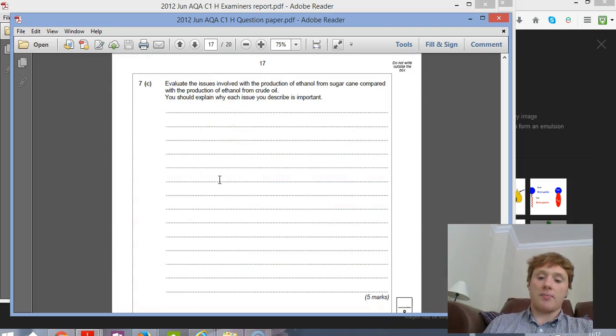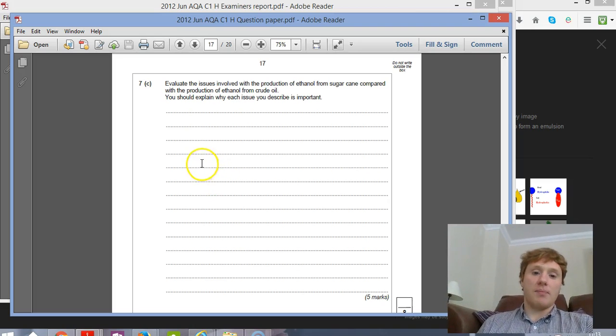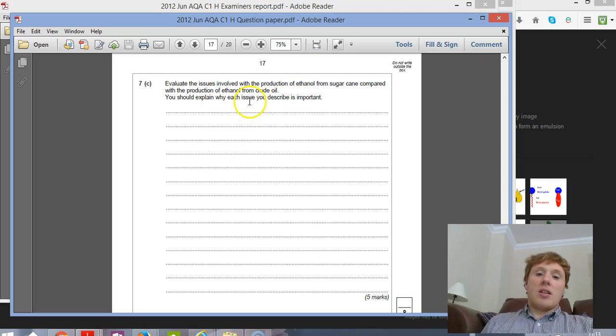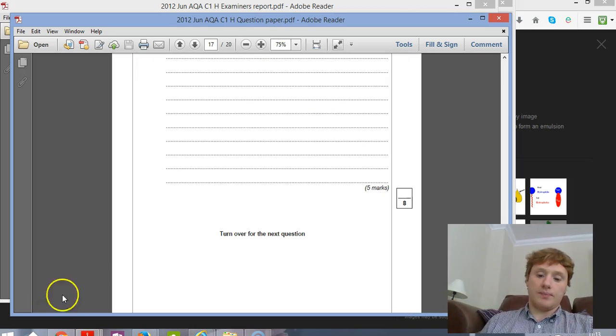Crude oil versus adding water to ethene, hydrating ethene, versus fermentation. Evaluate the issues of sugarcane compared to crude oil. It's a 5-mark question. Why is it important? Go.